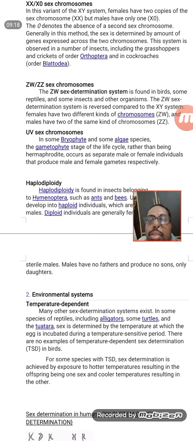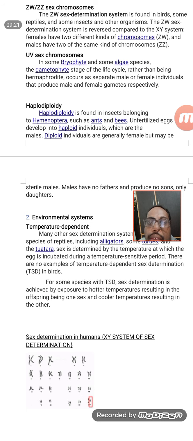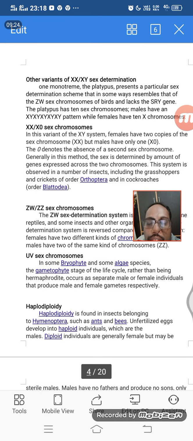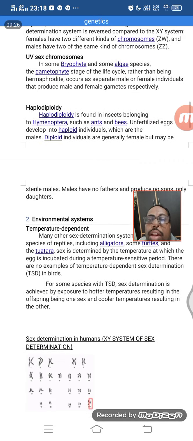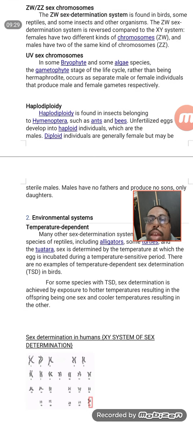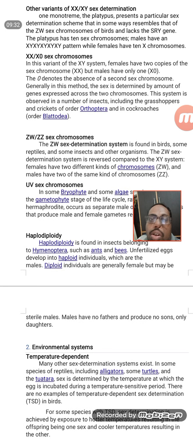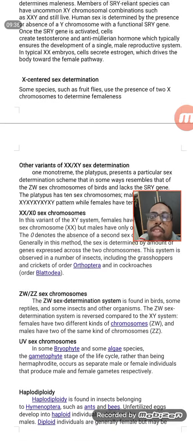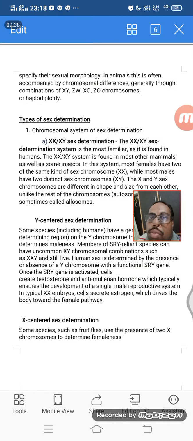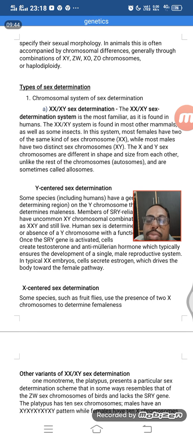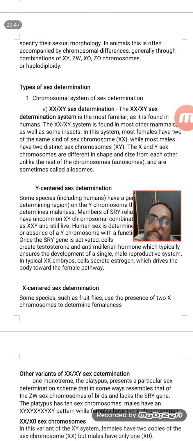And the next thing is environmental factors. Environmental factors means that as the chromosomes determine the sex, in the same way environmental factors can also determine the sex. But we are not going to study all of it, and we will concentrate only on chromosomal sex determination as per our syllabus. Inside the syllabus, we will be studying three types of sex determination: sex determination in humans, in birds, and in insects. So these will be the three areas we will concentrate on.